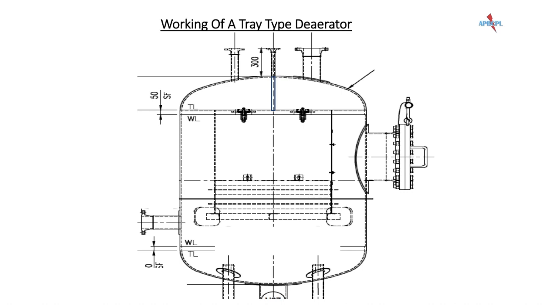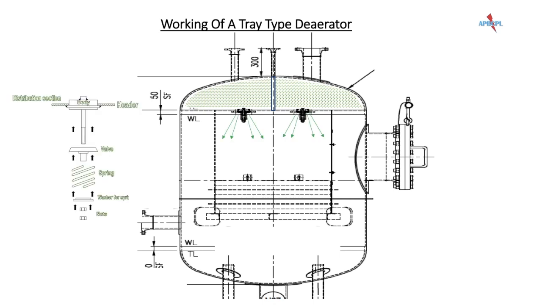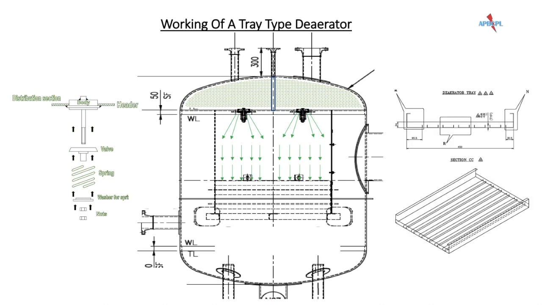Now let's learn how the deaerator works. The feed water enters the manifold, gets sprayed onto the trays with the help of the spray nozzles mounted on the water manifold. A typical sketch of a spray valve is shown. This water further travels downwards down the trays. Now we can see a sketch of a typical tray.